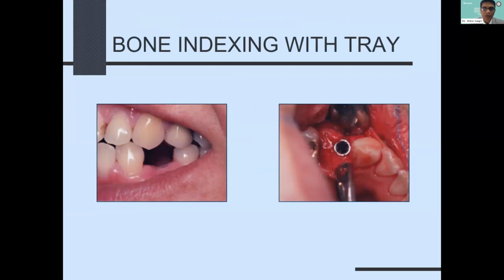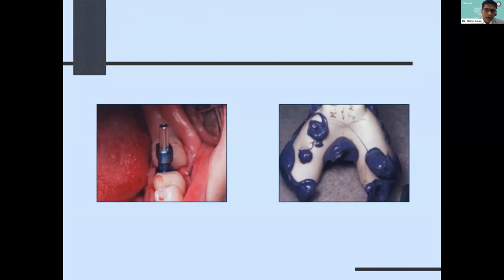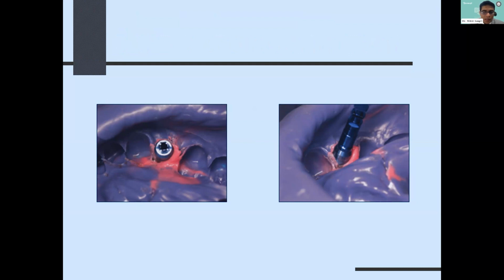So this is how bone indexing with tray is done. You have reflected your flaps. You can see the implant fixture. You put your impression coping at that particular time. Here you can see an open tray impression coping, which is much longer than the closed tray. And you can see on the right side that you have a custom tray through which there is a small perforation allowing the open tray coping to come out and access the hex. This is how the impression looks.